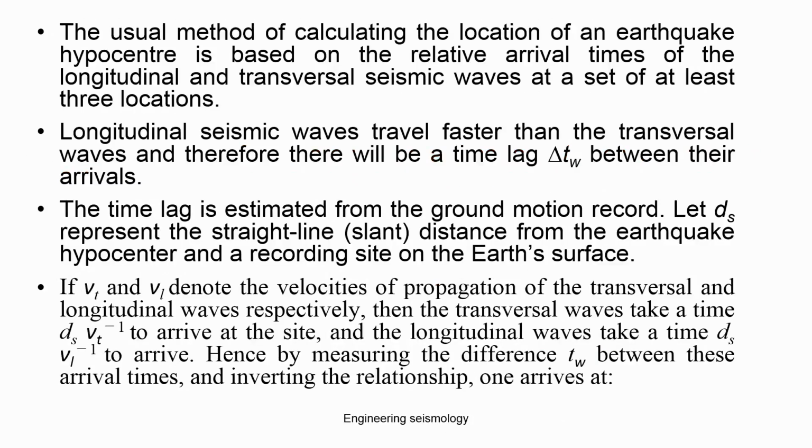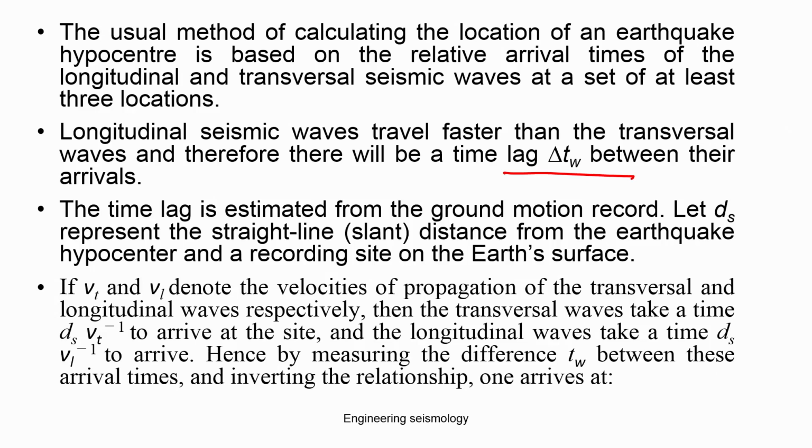The usual method of calculating the hypocentral location of the earthquake is based on the relative arrival times of the longitudinal and transverse waves at a set of at least 3 locations, which we have seen two lectures back. The longitudinal seismic wave travels faster than the transverse wave, therefore there will be a time lag of delta t, which we have seen. The P wave and S wave arrive, and the time gap between these two is very important. The time lag is essentially obtained from the ground motion record.